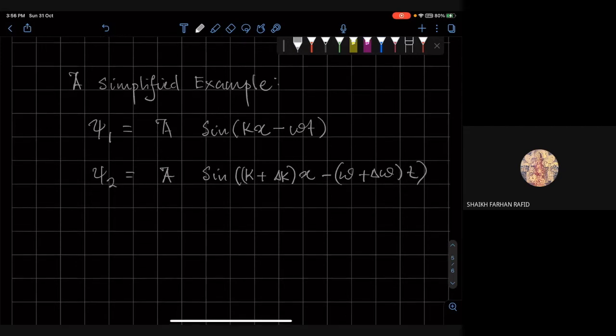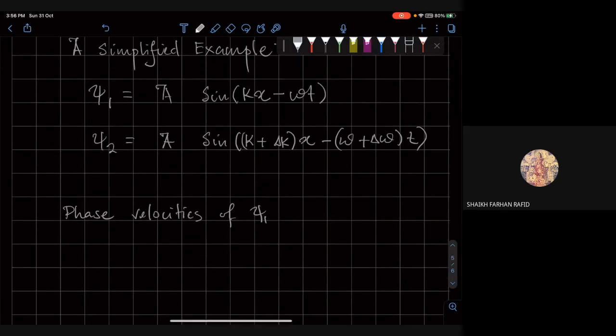So the phase velocities of, say, psi1, or the velocity, I mean, if I look at this wave, it has only one velocity. The phase velocity is the same as the group velocity. It is given by omega over k, and v2 is given by omega plus delta omega divided by k plus delta k.